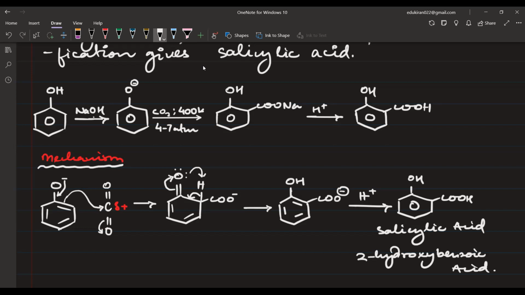I hope the mechanism is clear. It's not a very tough mechanism. It is also a kind of electrophilic aromatic substitution of phenol, because you can see that the carbon atom is an electrophile, with a very low density of electrons.